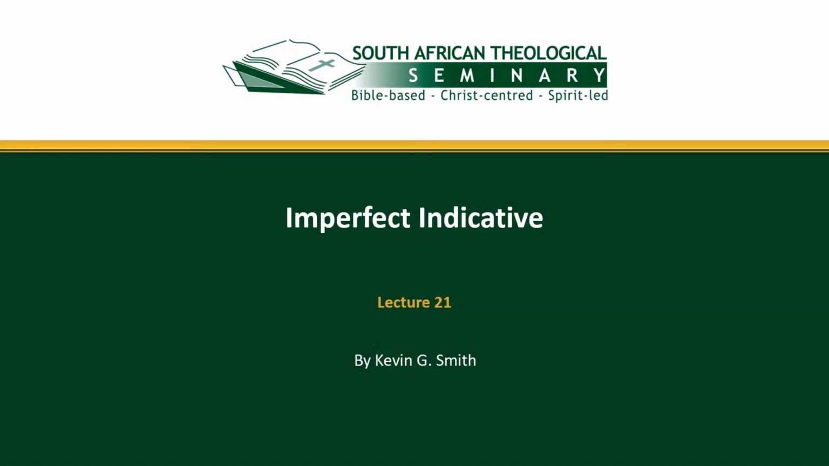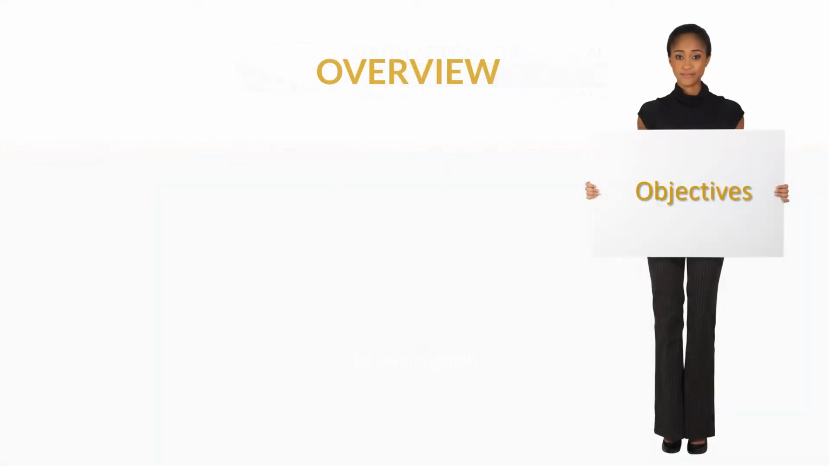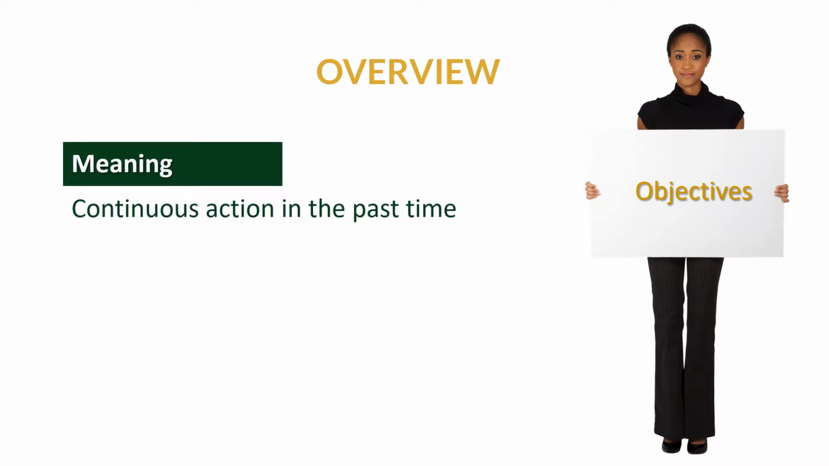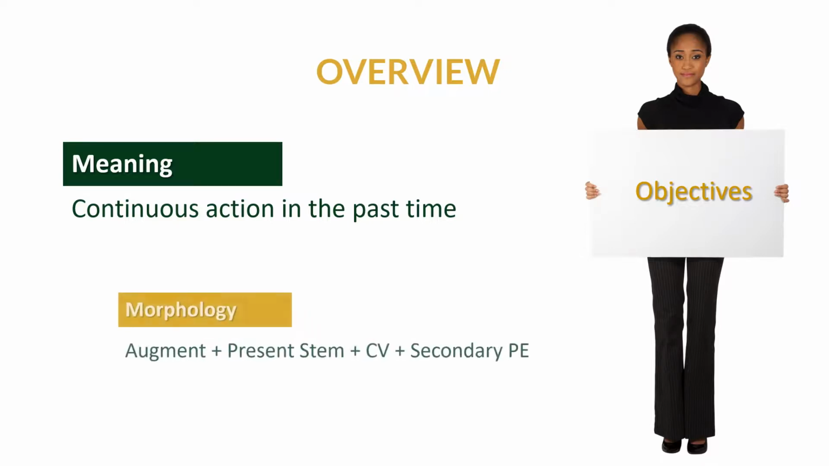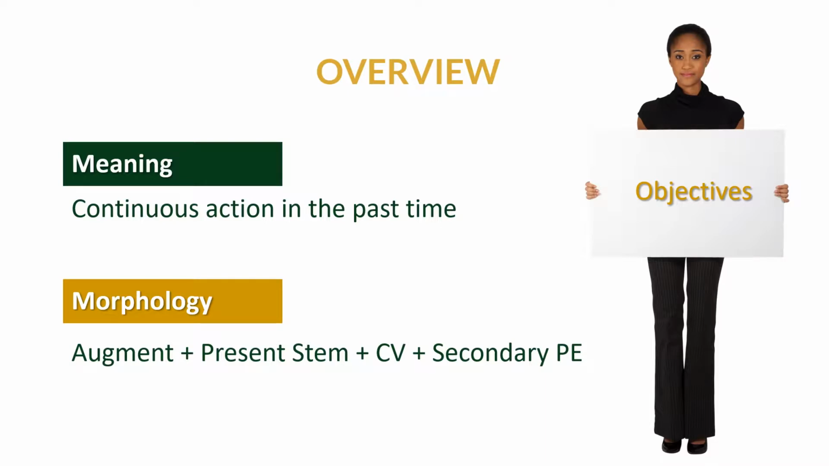Welcome to Lecture 21, in which we will focus on the imperfect indicative. In this lecture we're going to cover two things, the meaning and the morphology of the imperfect tense. Firstly, with reference to the meaning, you will learn that the imperfect represents continuous action in the past time. With reference to the morphology, you will learn how the imperfect is built, that it consists of an augment plus the present tense stem plus a connecting vowel plus the secondary personal endings.